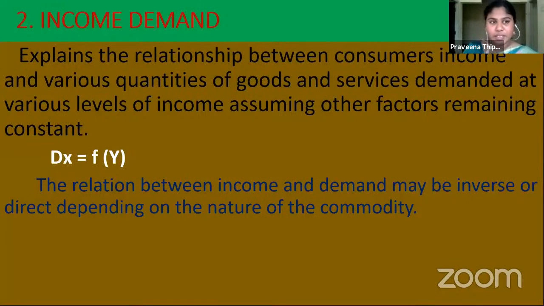Then another type of demand, children, the second one, is income demand. Income demand explains the relationship between the consumer's income and the various quantities of goods and services demanded at various levels of income, assuming other factors remain constant. There are many factors which decide the demand. Here, keeping other factors constant, there is a change in demand due to change in income. That demand is called income demand. There is an equation for income demand: Dx = f(Y). It means that the demand for a commodity depends on the income of the consumer. The relationship between income and demand can be inverse or direct, based on the nature of the commodity.